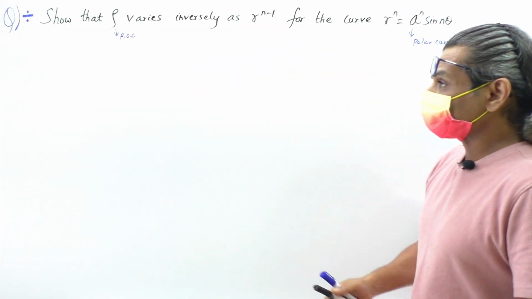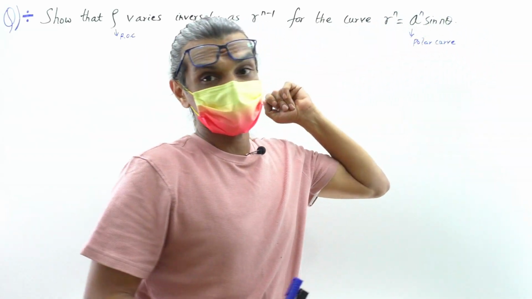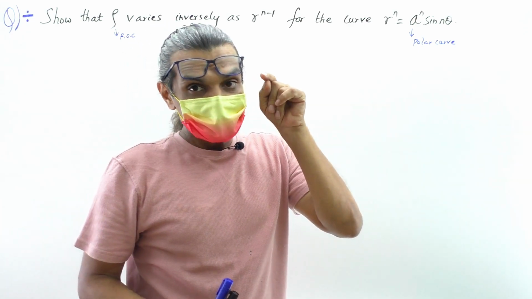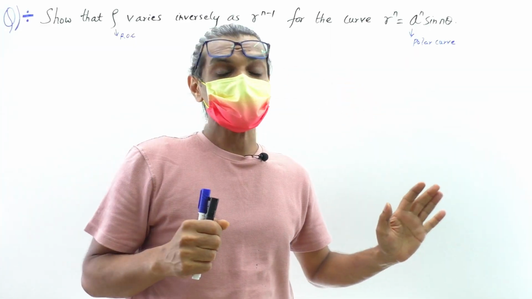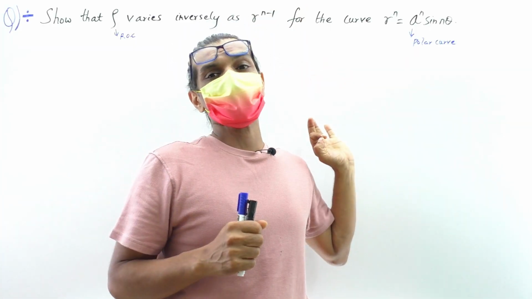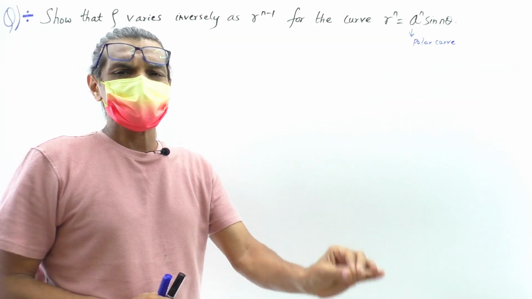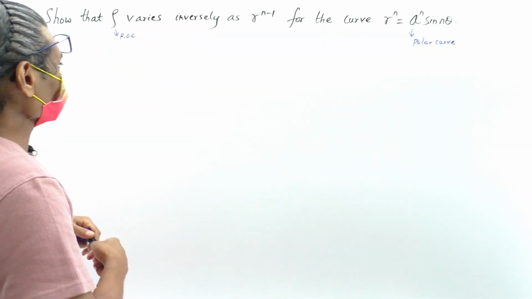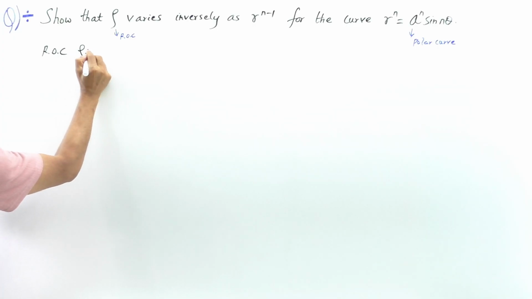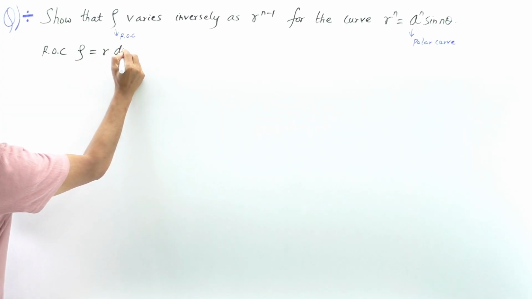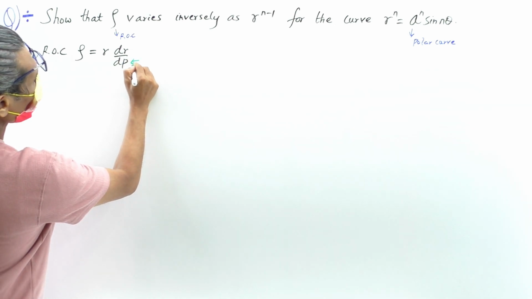Now coming back to the question here, we need to find the radius of curvature for this polar curve. Please stop here, go back and refer to the other videos, where I have explained the basics of radius of curvature in a very simple way. There are many different formulas. The simplest way to find the radius of curvature for this polar curve is rho = r dr/dp, where p is the pedal equation.